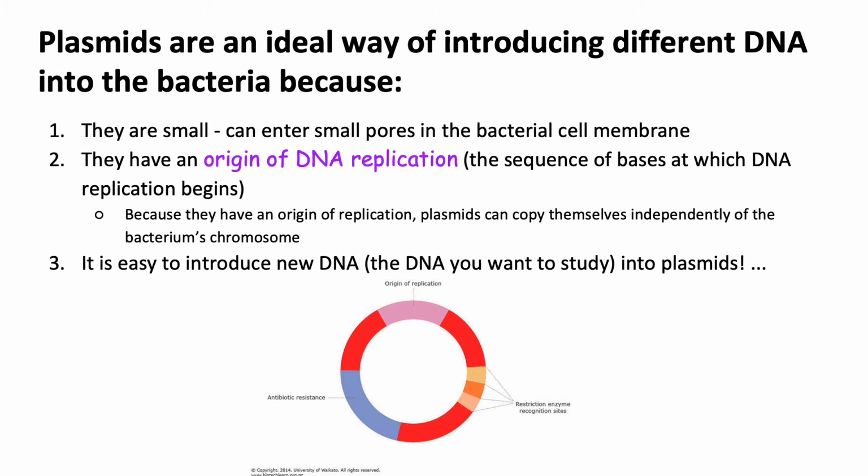There are several reasons why they're ideal for that purpose. First of all, they're small, so they can enter small pores in the bacterial cell membrane. Secondly, they have an origin of DNA replication, the sequence of bases at which DNA replication begins. Because they have that origin of replication, the plasmids can copy themselves independently of the bacterium's chromosome. The third reason is that it's easy to introduce new DNA, or the DNA that you want to study, into plasmids.